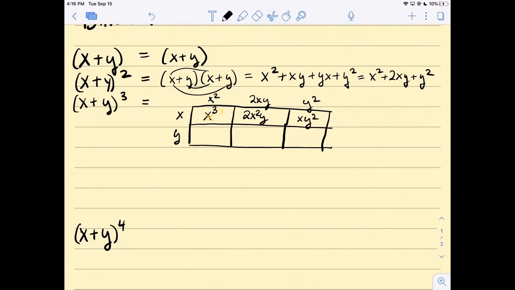And then, do you want to do the rest, the second row? Yeah, so the second row is x squared y. Good. And then the second box is 2xy squared. Awesome. And then the last one is y cubed. Excellent. Thank you.